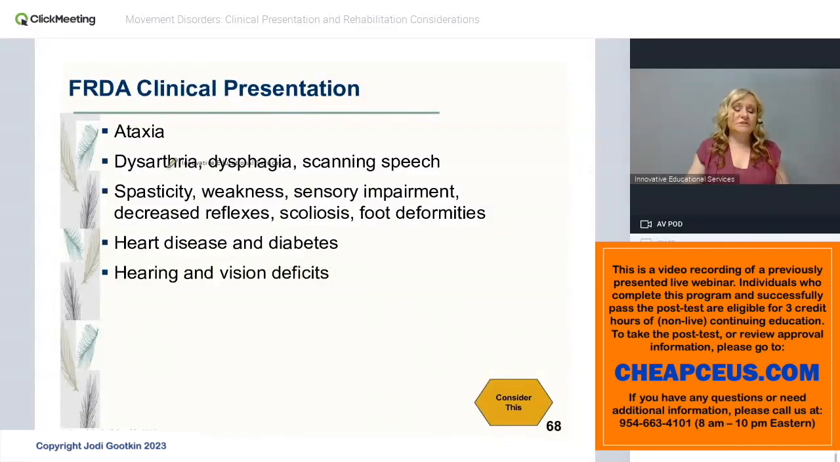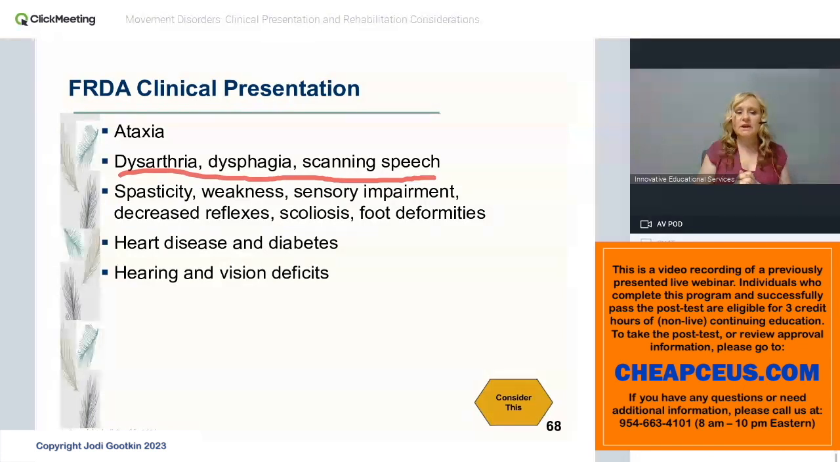The individual is going to present with typical ataxia from the cerebellar damage. Head titubation tends to be common. They're also going to have incoordination evidenced as dysarthria, difficulty forming the words of speech, and dysphagia, difficulty with swallowing. Scanning speech is where they talk in a halted way because they can't coordinate the movement. It's not a breathiness; it's that they can't coordinate the speech and the breathing, so it makes a halted speech that's called scanning speech.